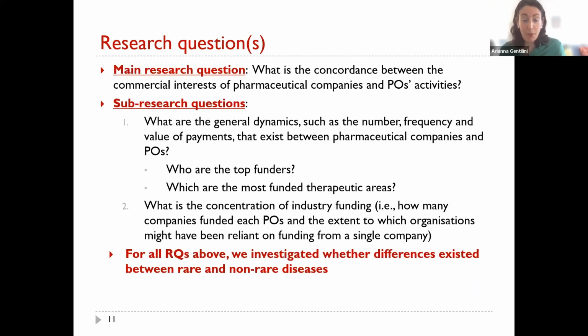So what are the research questions of our paper? The main one is, what is the concordance between the commercial interests of pharmaceutical companies and patient organization activities? The sub-questions for this are about the general dynamics of this relationship, looking at the top funders and the most funded disease areas, and then what is the concentration of industry funding. We have a few measures on how we estimate concentration. And finally, for all the questions above, we investigated whether there were differences between rare and non-rare diseases. Okay.